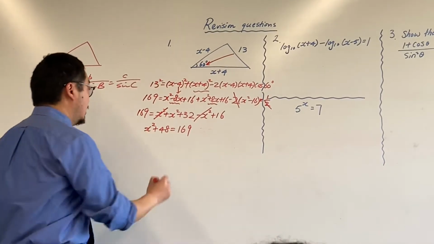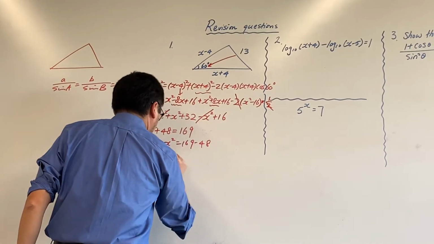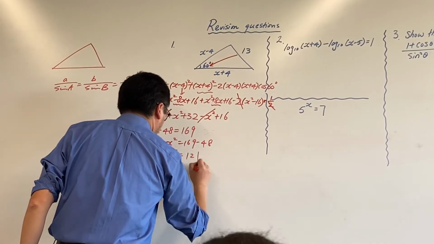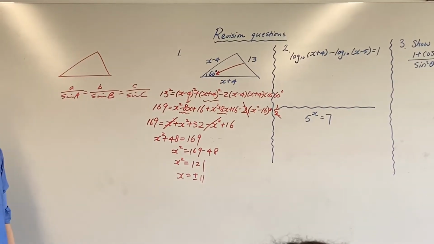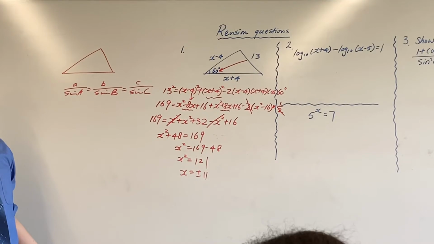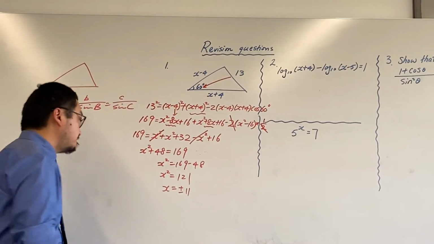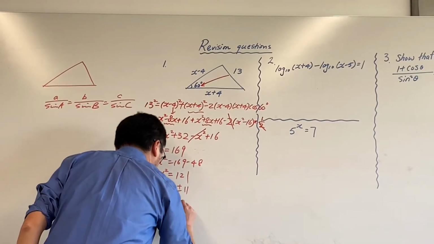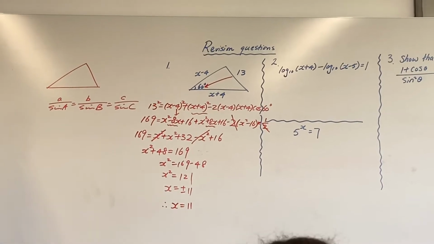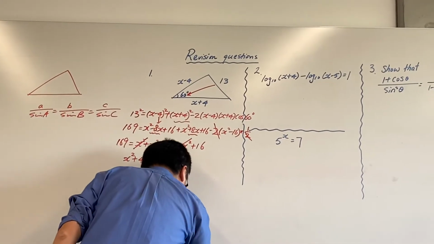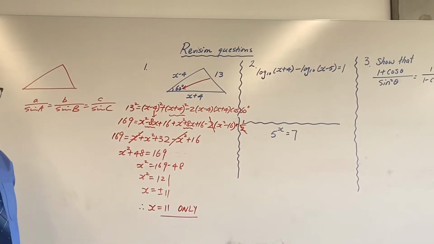Follow? So x squared equals 169 minus 48. x squared equals 121. Then x is plus or minus 11. Because we are dealing with measurements, what do we do with that answer? You write it in a sentence. So we say x equals 11 only. It can't be minus because we can't have a negative answer.